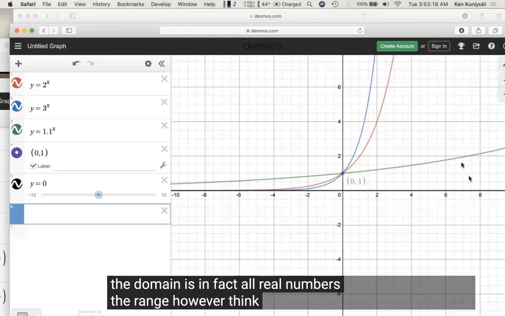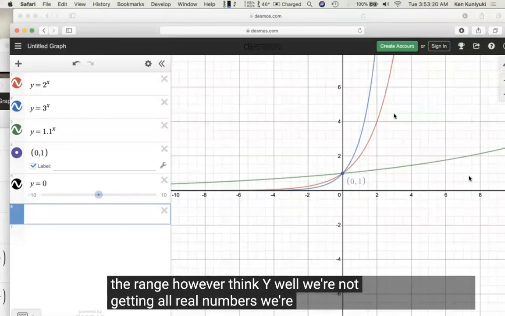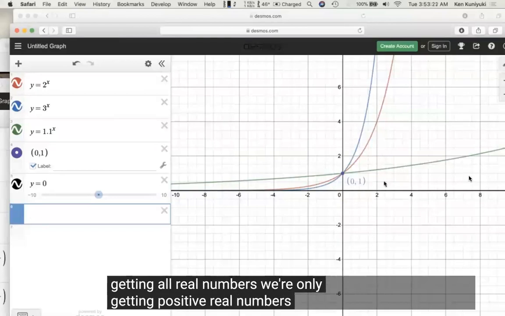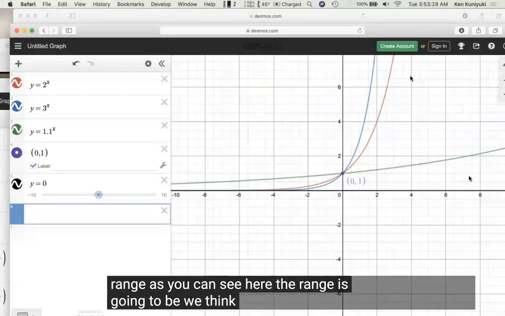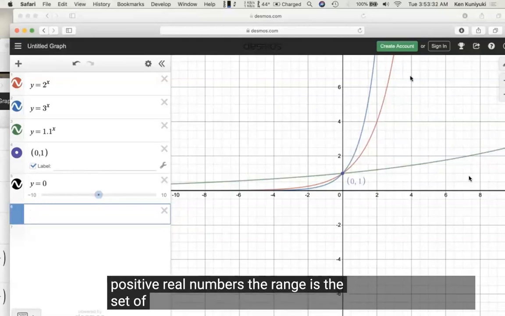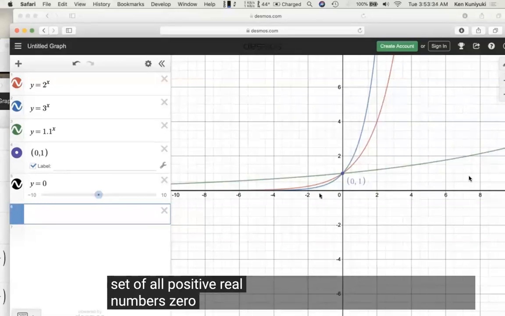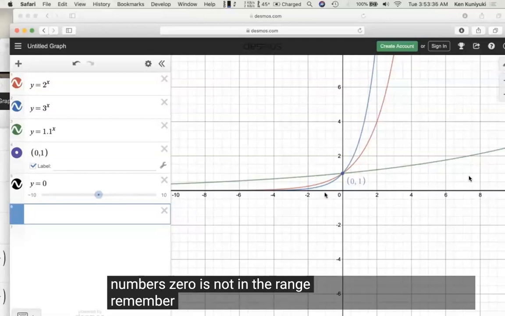The range, however, think y. Well, we're not getting all real numbers. We're only getting positive real numbers. So the range, as you can see here, is the set of all positive real numbers. 0 is not in the range. Remember, there are no x-intercepts. Y is never 0 on any of these graphs.